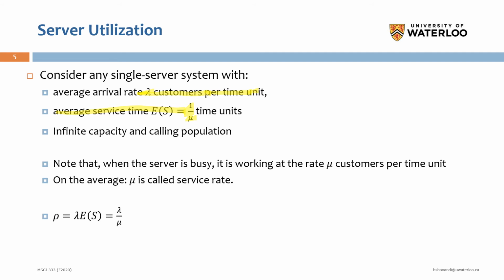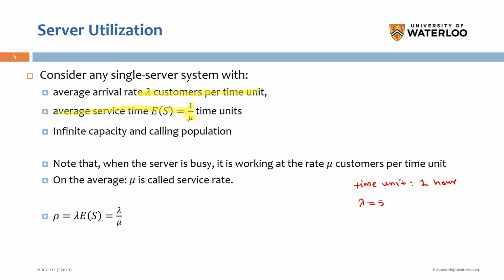Okay, so for example, let's say we have a system and the time unit is 1 hour, and let's say lambda is 5. So what does it mean? This means that we have on average 5 customers arriving in the system per hour.